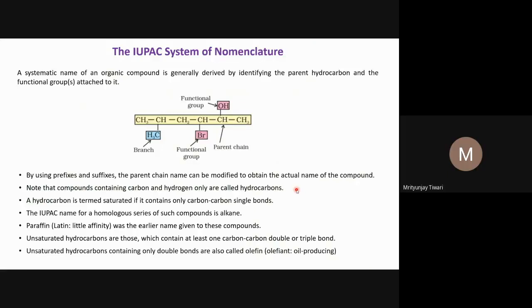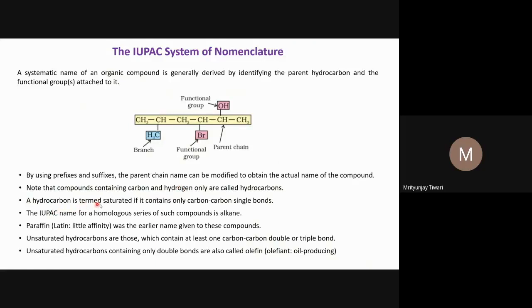In Hindi we have upsarg and pratyay, so similar things to prefixes and suffixes are there. What should we know about hydrocarbons? The compounds containing carbon and hydrogen only are called hydrocarbons. To understand parent hydrocarbons, remember this chain contains only carbon and hydrogen, not heteroatoms. Once heteroatoms come, they are usually part of a functional group, and based on the structure we decide what the functional group is. If it is OH, it is a functional group. If it is CHO, then CHO is the functional group. If it is Br, this is also a functional group.